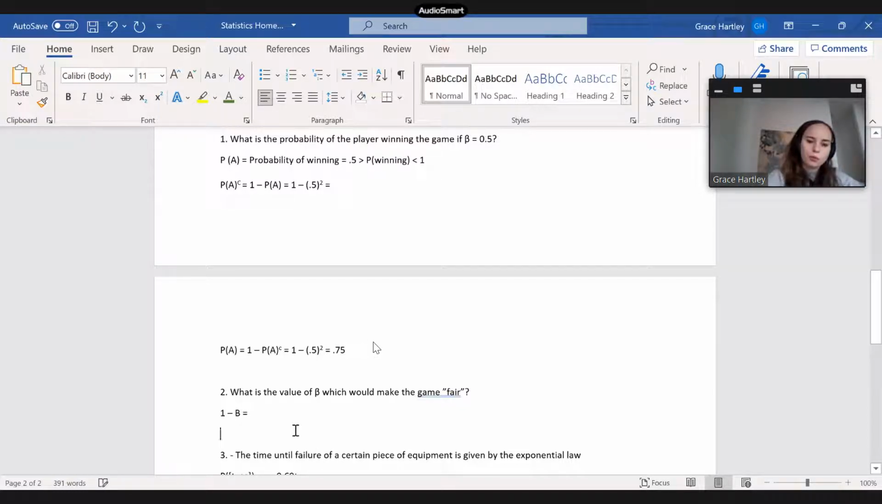So you're saying it's very similar to the question before, what is the value of beta which makes the game fair? Like the last home assignment. Now I'm giving you the probability and asking you to solve for beta. So it's then 1 minus 0.5. Is it then almost to the, what is it, probability of beta?